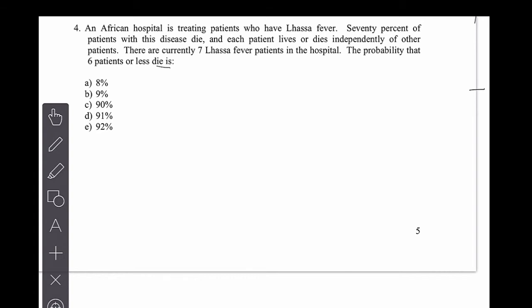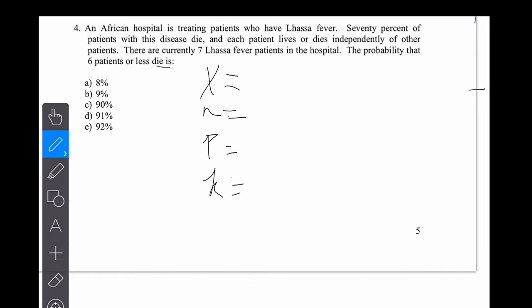An African hospital is treating patients who have Lassa fever. 70% of patients with this disease die, and each patient lives or dies independently of other patients. That's very important. Sounds like a binomial. Let's see if we can set up X, N, P, and K to solve the problem.